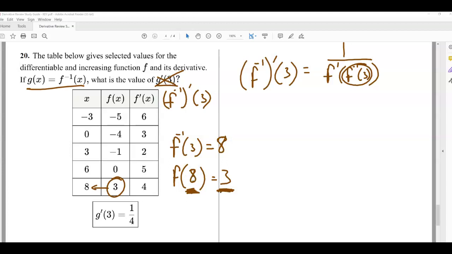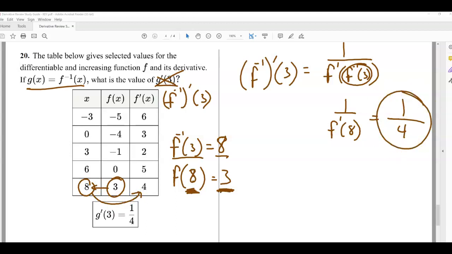So now that I know that f inverse of 3 is 8, I can rewrite this now as f prime of 8. And then once again, using the table, for f prime of 8, I'm going to find where x equals 8, and I'm going to find its derivative. It's right there, which is 4. So 1/4 would be my final answer there.